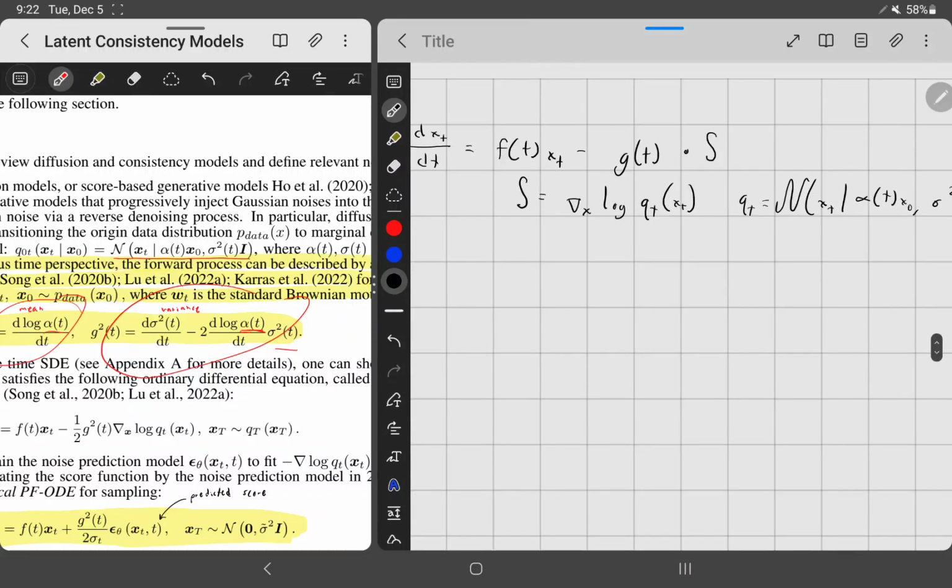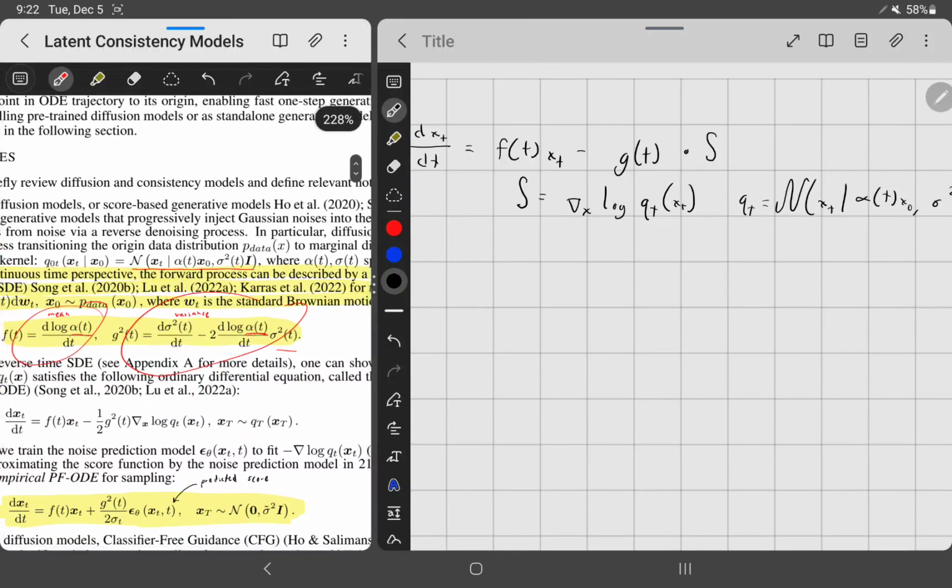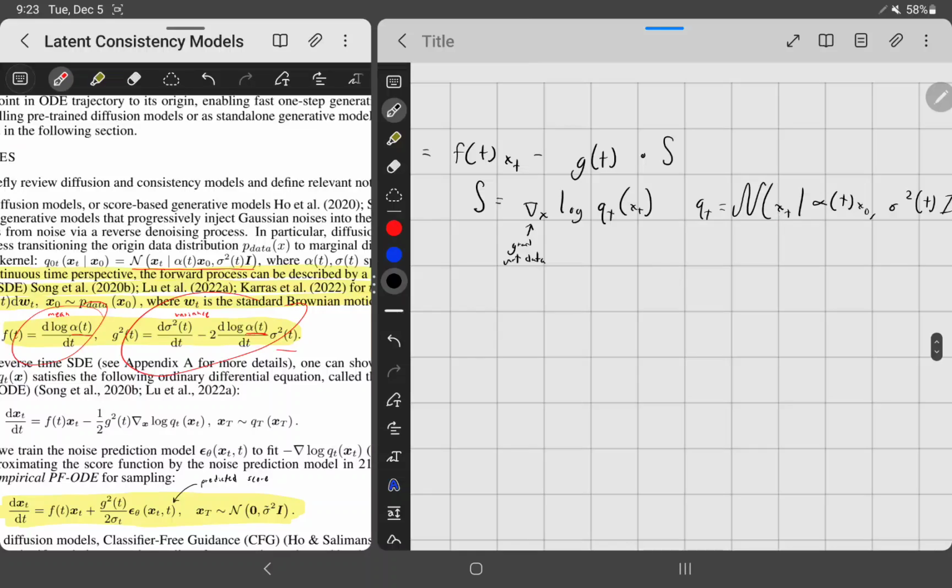So what is this saying? What is the score? To break it down, this is basically your gradient with respect to your data. This is just your data. This is your distribution over your data. Given your data, you define a distribution around that, and this is just the log probabilities. So it's the gradient with respect to the data of the distribution of the data, basically.